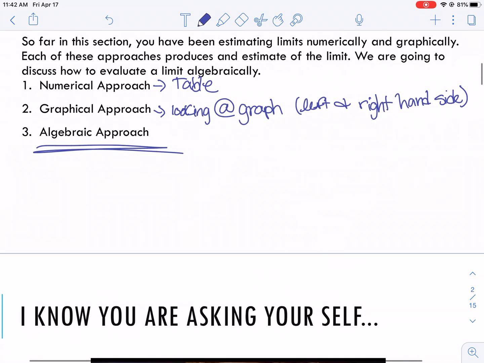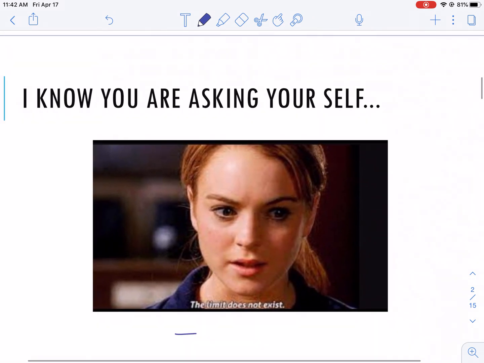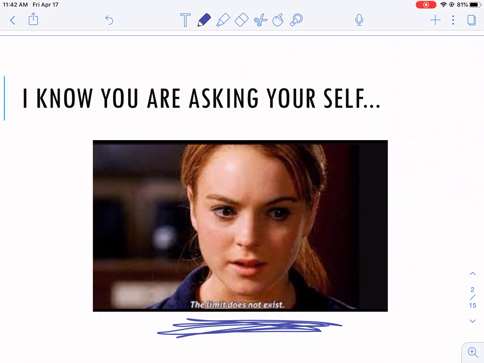So before we get into talking about how to do it algebraically, I know you're asking yourself, why can we say this? The limit does not exist, right?